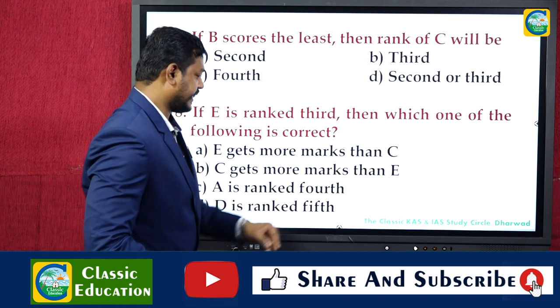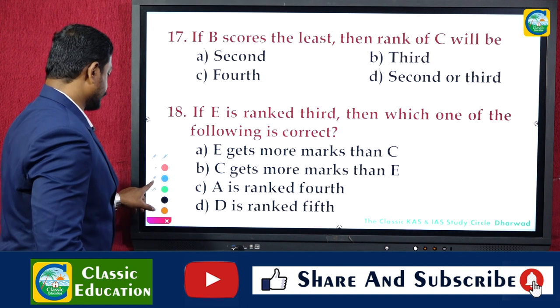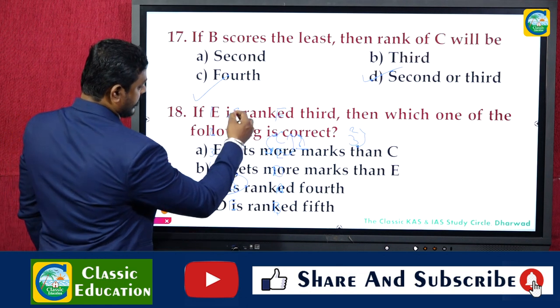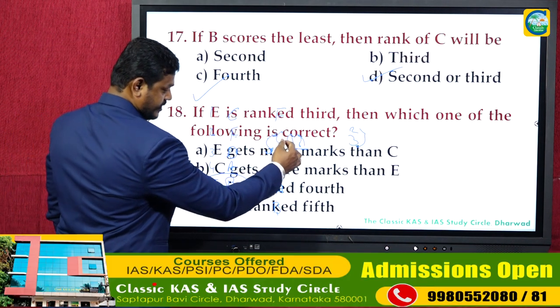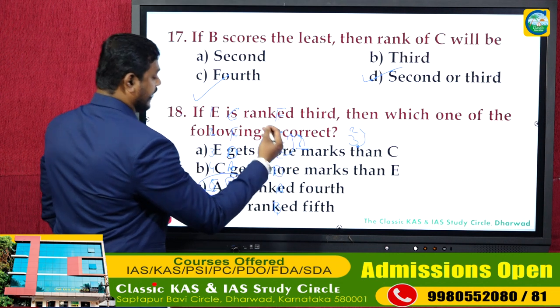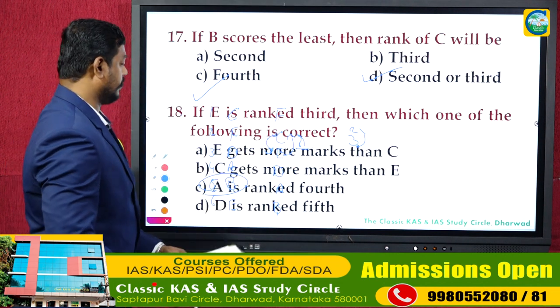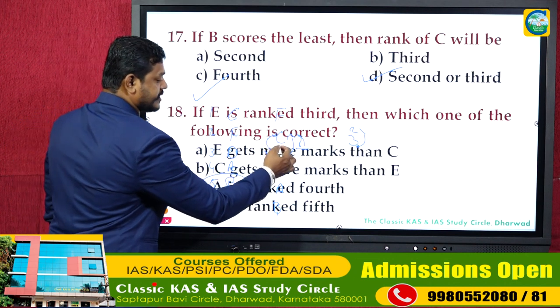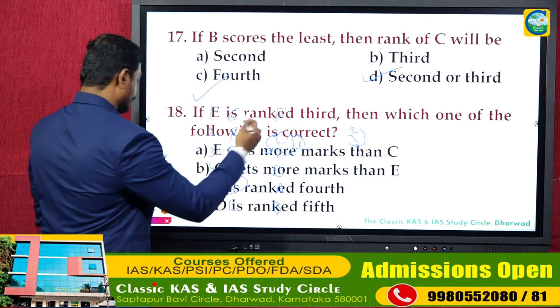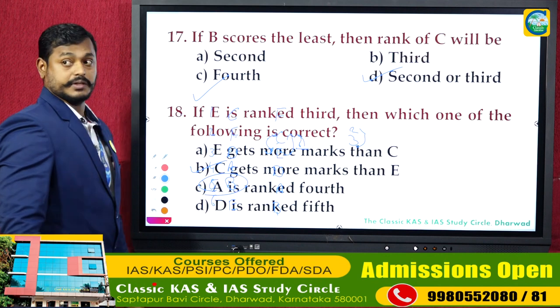C gets more marks than E, right? Second option, we'll check it here. Then C gets more marks than E. Here comes option number 2. If we take C in the second place, then E is the third place. That is, option number 2 is the right one.